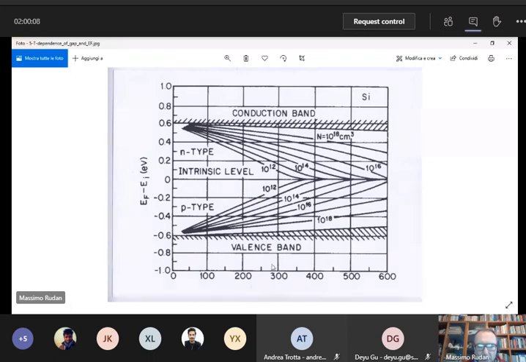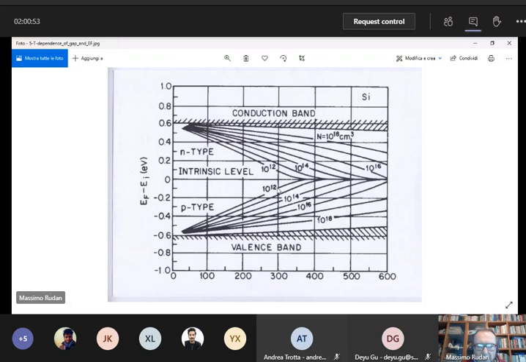On the contrary, if you fix temperature, like 300 Kelvin, this vertical line here, and then you change the dopants, you see that the Fermi level, consider the n-type situation, the Fermi level is a little bit above the intrinsic value for 10 to the 12. It goes up 10 to the 14th, 15, 16th, and so on, and then the semiconductor will become degenerate of the n-type.